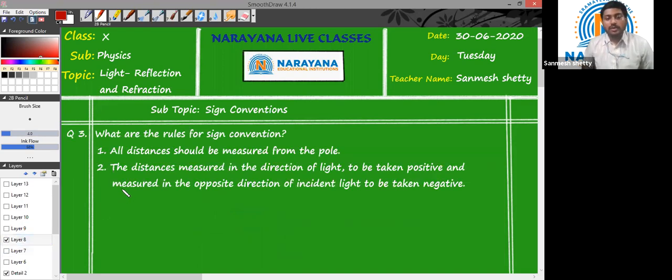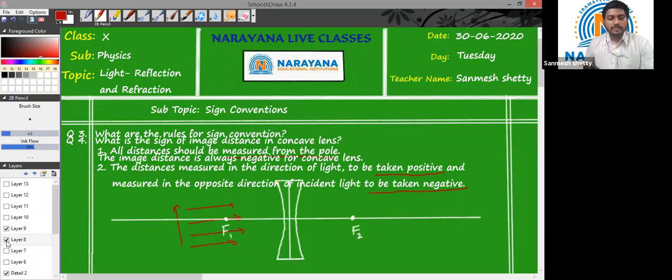Question number 3. What are the rules for sign convention in lenses? Basically, there are two main rules. All the distances should be measured from the pole, which is the geometrical center, you can say, of the lens. The distance is measured in the direction of the light. For example, I have this object right here. Let us say I keep an object and the light rays are coming along this direction. So distance measured along the direction of light is taken to be positive, and opposite to the direction of incident light is taken to be negative. So we have to keep these two sign conventions in mind. I hope the point is clear. Let us proceed to our next question.